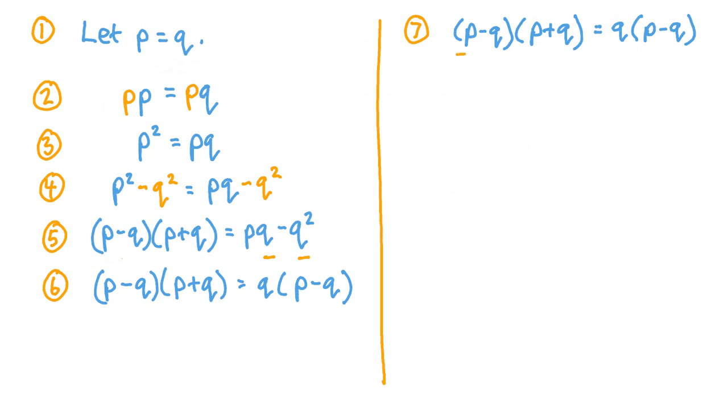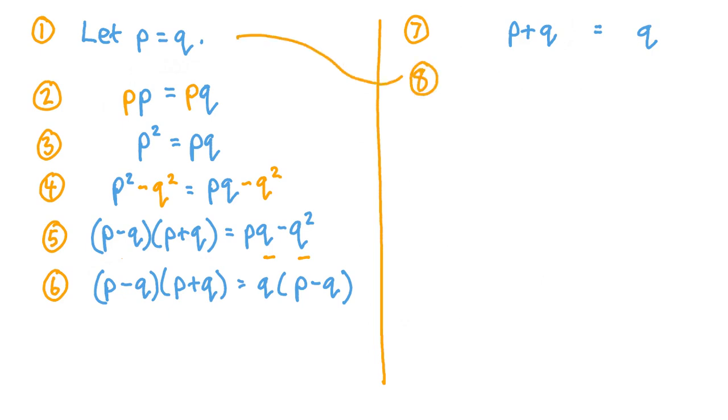Now you'll notice we've got p minus q on both sides of our equation, so if I divide both sides by p minus q, I'll have p minus q in the numerator and the denominator on both sides, and I can cancel them out. P minus q divided by p minus q on the left hand side is 1, and likewise on the right hand side. So on the left hand side I've got 1 times p plus q over 1, which is just p plus q, and on the right hand side I've got q times 1 over 1, which is just q. And that leaves me with p plus q is equal to q.